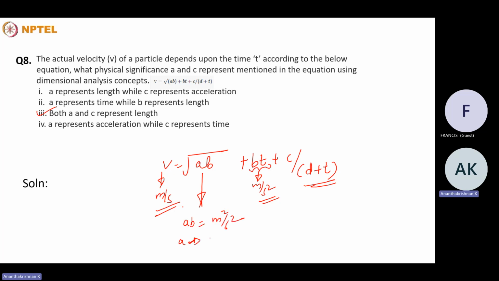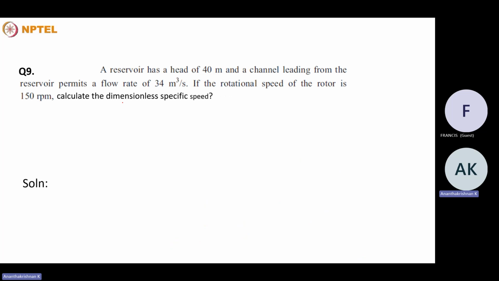A we know as meter per second squared. So the unit of A will be meter. Similarly, the unit of C by D plus T should be equal to meter per second. The bottom unit will be second, and C unit will be meter. So both A and C represent length. This is a basic question which uses the dimensional similarity on both the sides.